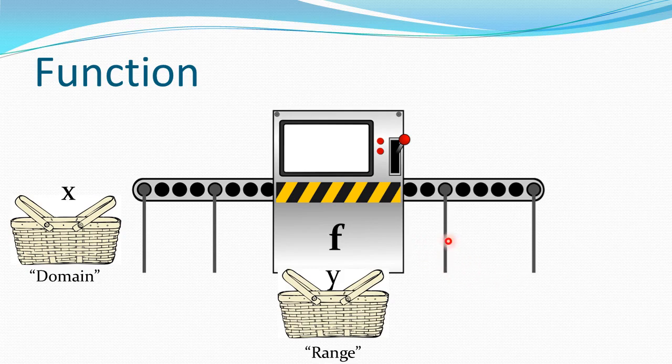But more accurately, to understand the function, what really happens is that here you have a basket of possible inputs and a basket of possible outputs. So you put in your x, and then what the machine f, the function, does is it matches one y to each x, and then you get your f of x equals y.